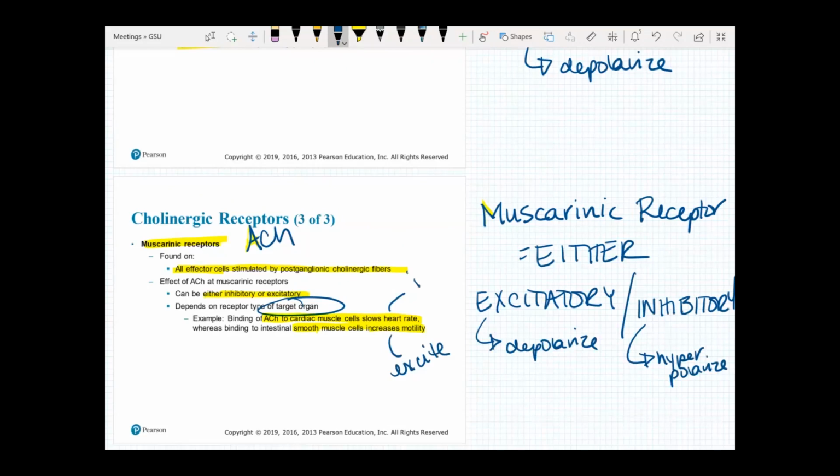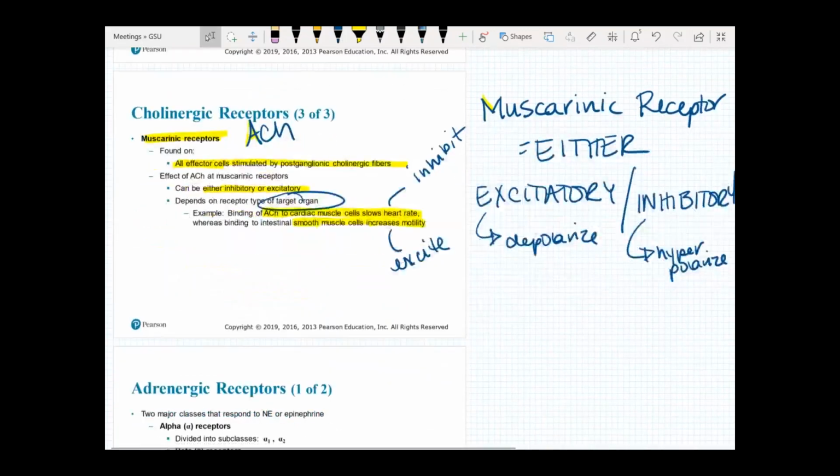This is super important, especially if you guys want to do any kind of nursing. Receptors for the autonomic nervous system are a big deal. Let's say you have a patient on the table in front of you and they have a slow heart rate. If they have a slow heart rate, what is the last thing in the world you want to give them? You do not want to give them any sort of ACH.